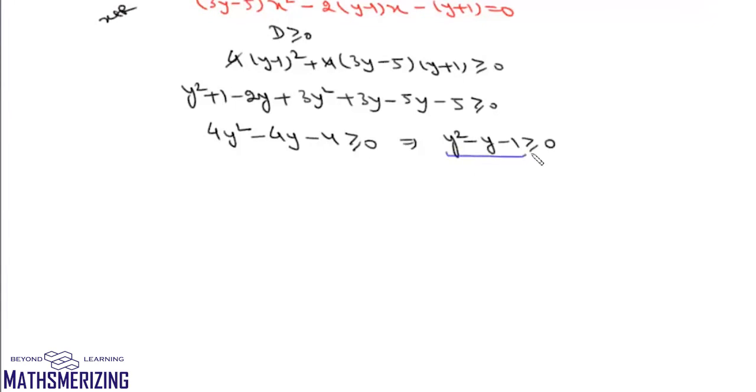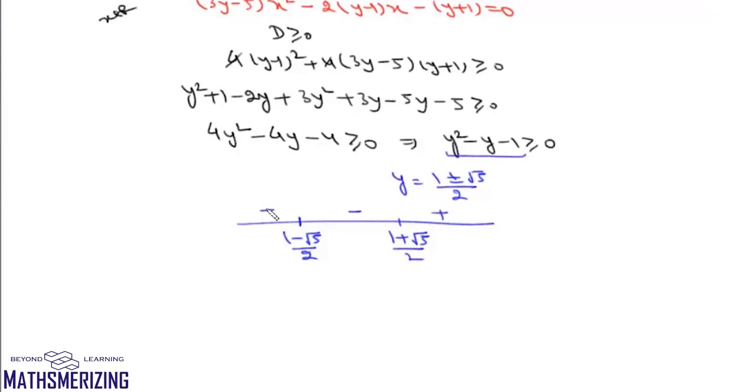Now we'll solve this polynomial inequality. So what are the roots? Roots are 1 plus minus under root 5 upon 2. So here we'll get (1 minus under root 5) upon 2, and this is (1 plus under root 5) upon 2. So it is plus, minus and plus. So we need plus. So either the value of y is greater than or equal to (1 plus root 5) by 2, or it is less than or equal to (1 minus root 5) by 2.